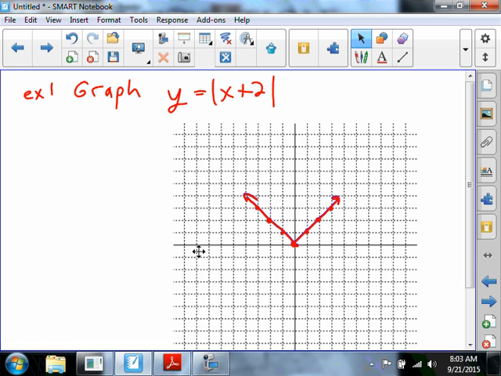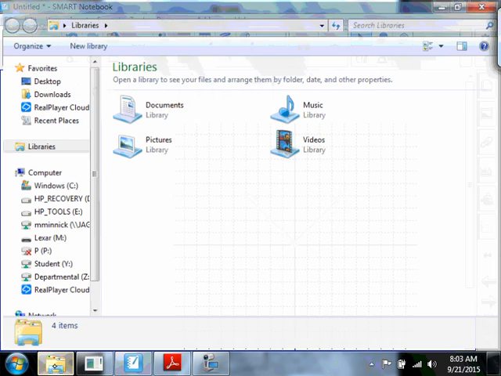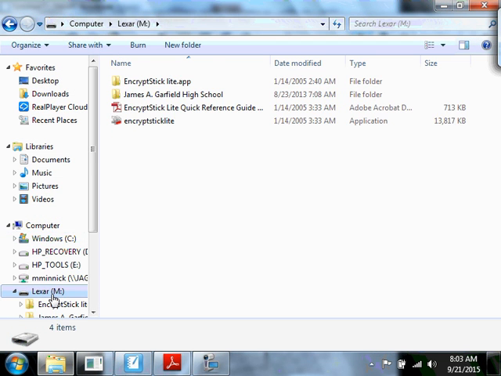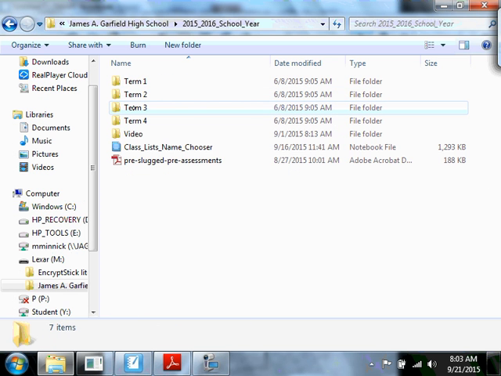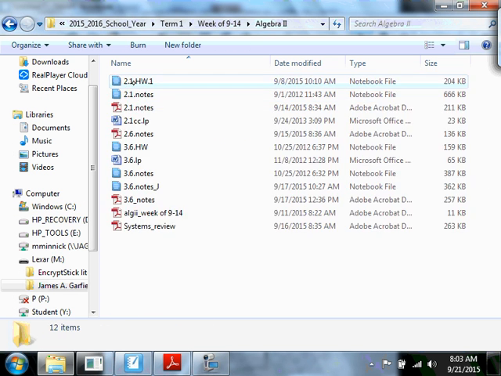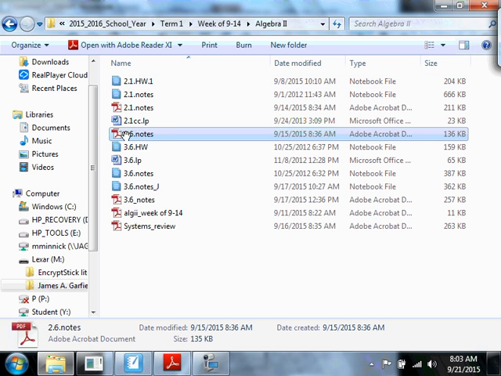Maybe we better go and check the notes from last week. I have them stored on my handy flash drive. They are on Math Excel for School also. So last week, 2.6 notes. Let's see.